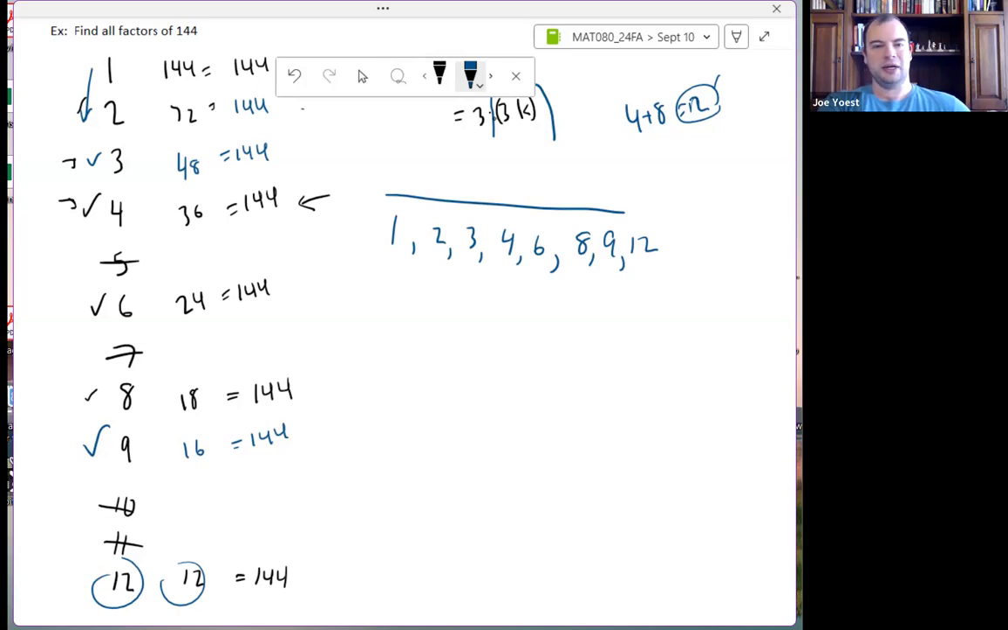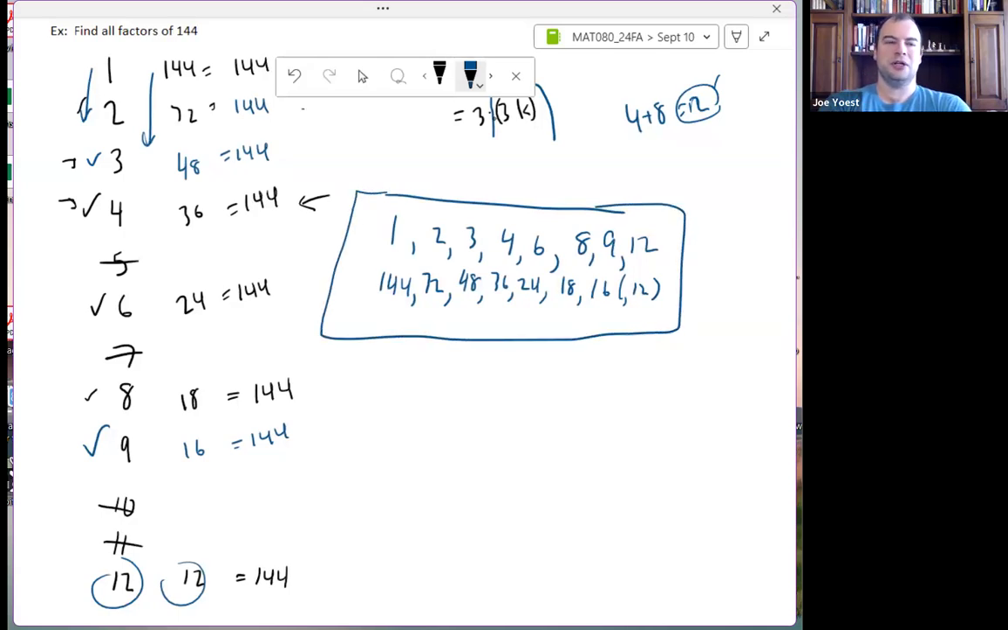And then maybe I'll write these going down this way. 144, so we see the pattern. 72, 48, 36, 24, 18, and 16. And in parentheses, 12 is the one that matches with that other 12 up there.